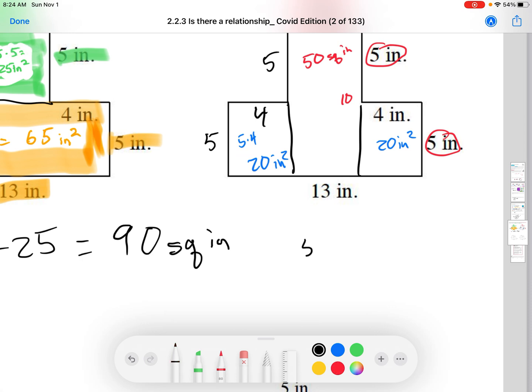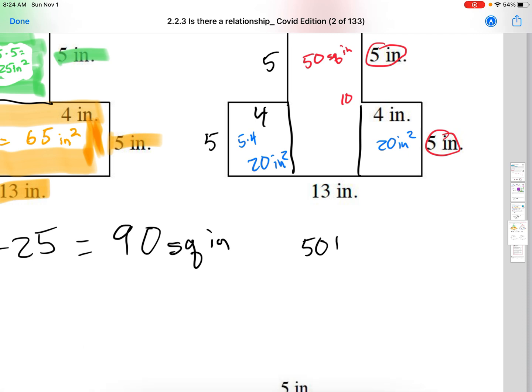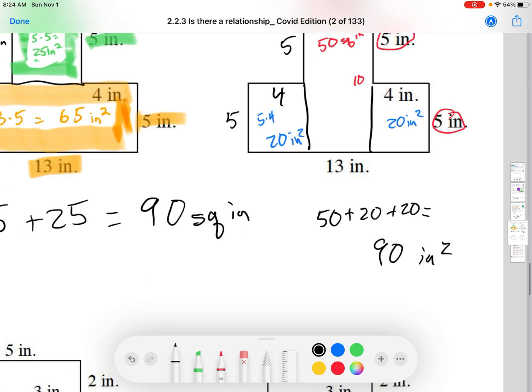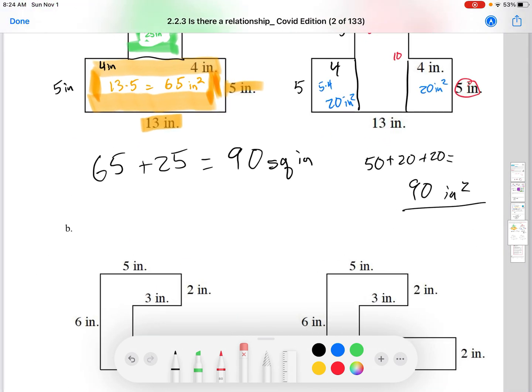All right. 50 plus 20 plus 20 is 90 square inches. Now let's just say for a second I kept that one as an 80. I would have done it this way and noticed it's a different answer, and then I would have been like, what's wrong? That's when I would have caught my mistake that I had simply added incorrectly. But we got it now, don't we?